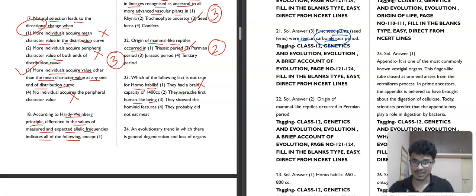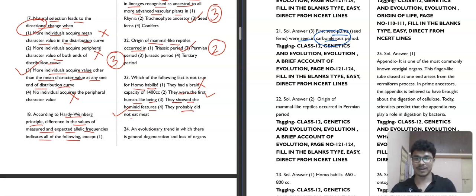because it is saying they are the first human. Okay, it is correct. They are the first human-like being. It is not saying that they are the humans we are now, because we are Homo sapiens. They showed the hominid features. Obviously, they showed the hominid features. That's why we are studying this in human evolution.